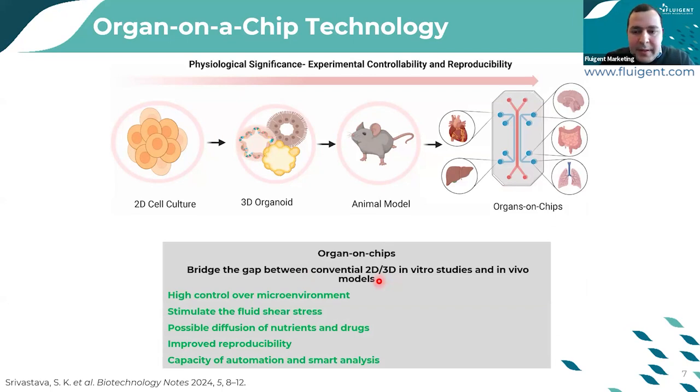The best advantages of organ-on-chips are high control over the microenvironment, simulation of the shear stress, which is a key parameter when doing such studies, the possible diffusion of nutrients and drugs in a continuous way, improved reproducibility compared to the conventional methods, and of course, the capacity for automation and integration of small analyses.